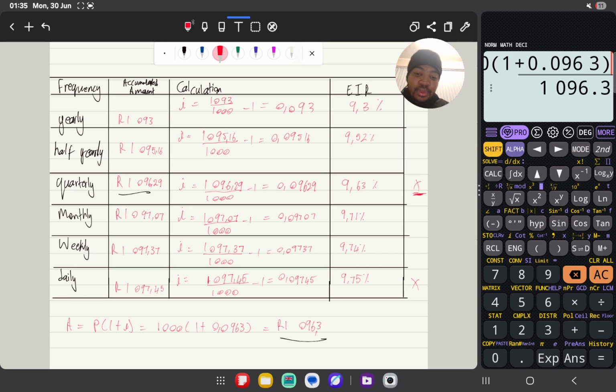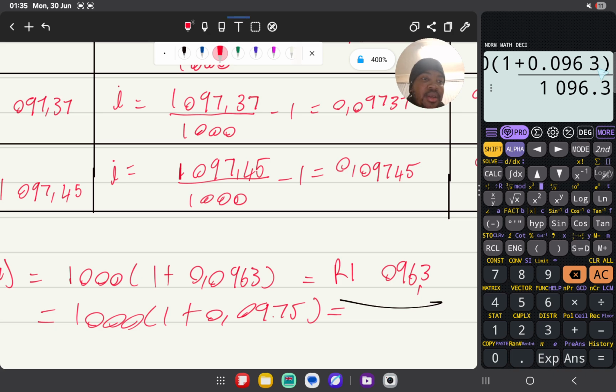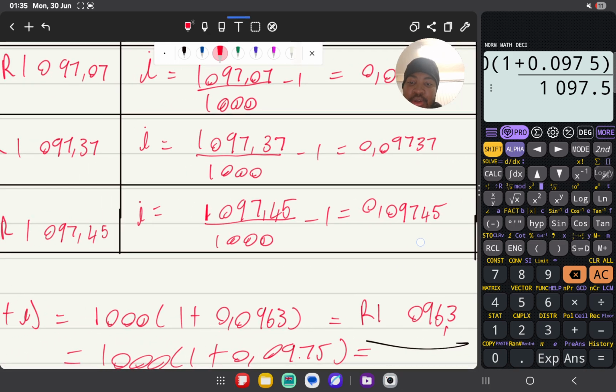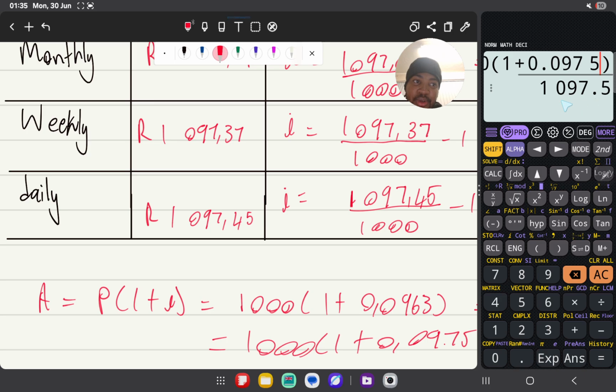So now we can also do the same with this one. That's 1000 times 1 plus 0.0975. The interest is 0.0975. Now compare this value right here and this value right here. You see, if you round it up to one decimal place, you have exactly the same values.